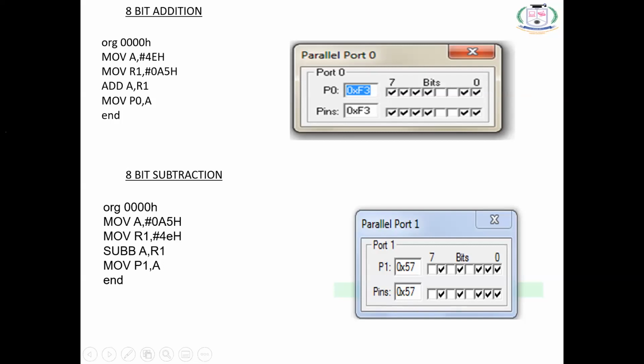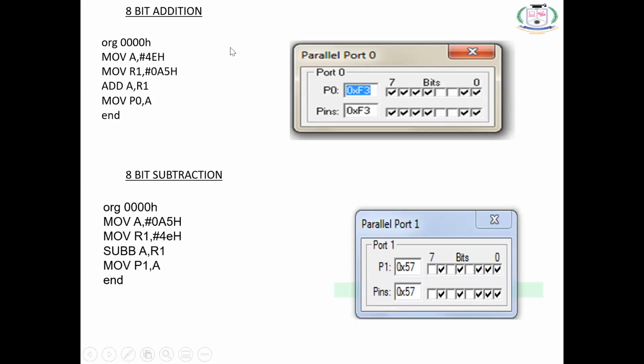How many ports are there? Port 0, ma'am, and port 1. Normally in 8051, how many ports are there? Four ports, ma'am: port 0, port 1, port 2, port 3. So I can view my outputs in ports as well.